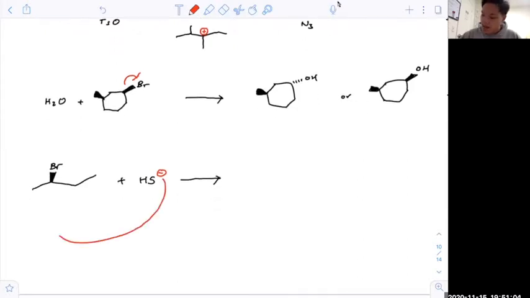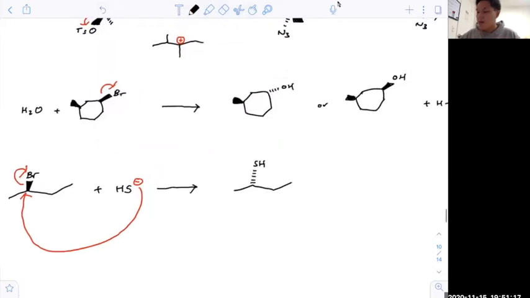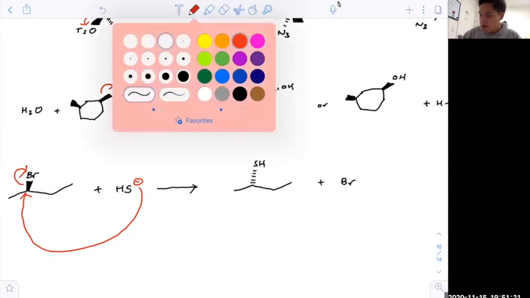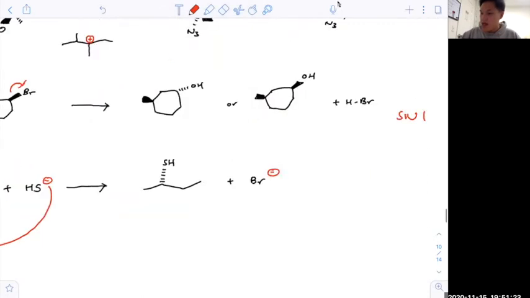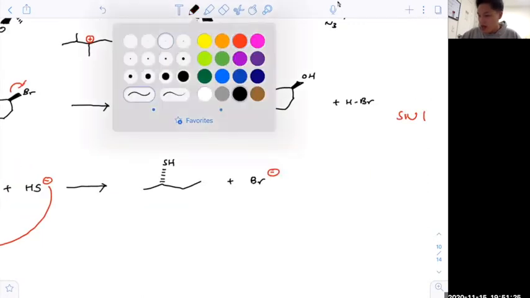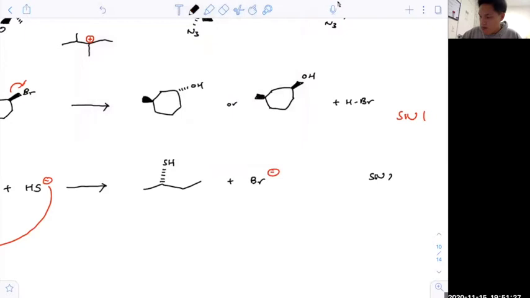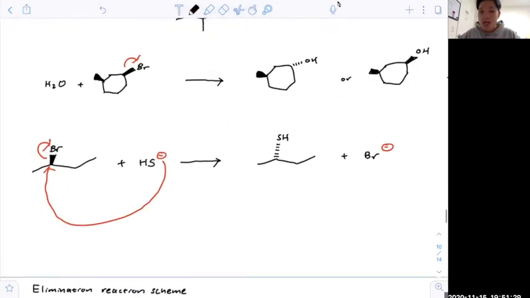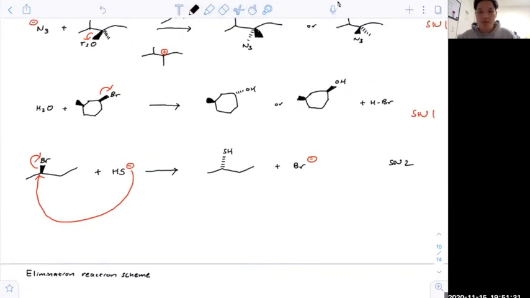So it's going to attack from the backside here while this group leaves, instead of the leaving group leaving first. And because of this, it's attacking from the backside, so we have to flip the carbon. We have to flip it, and we also have a Br here, okay? So in this case, this was an SN2 reaction, okay? So let's move on to elimination.